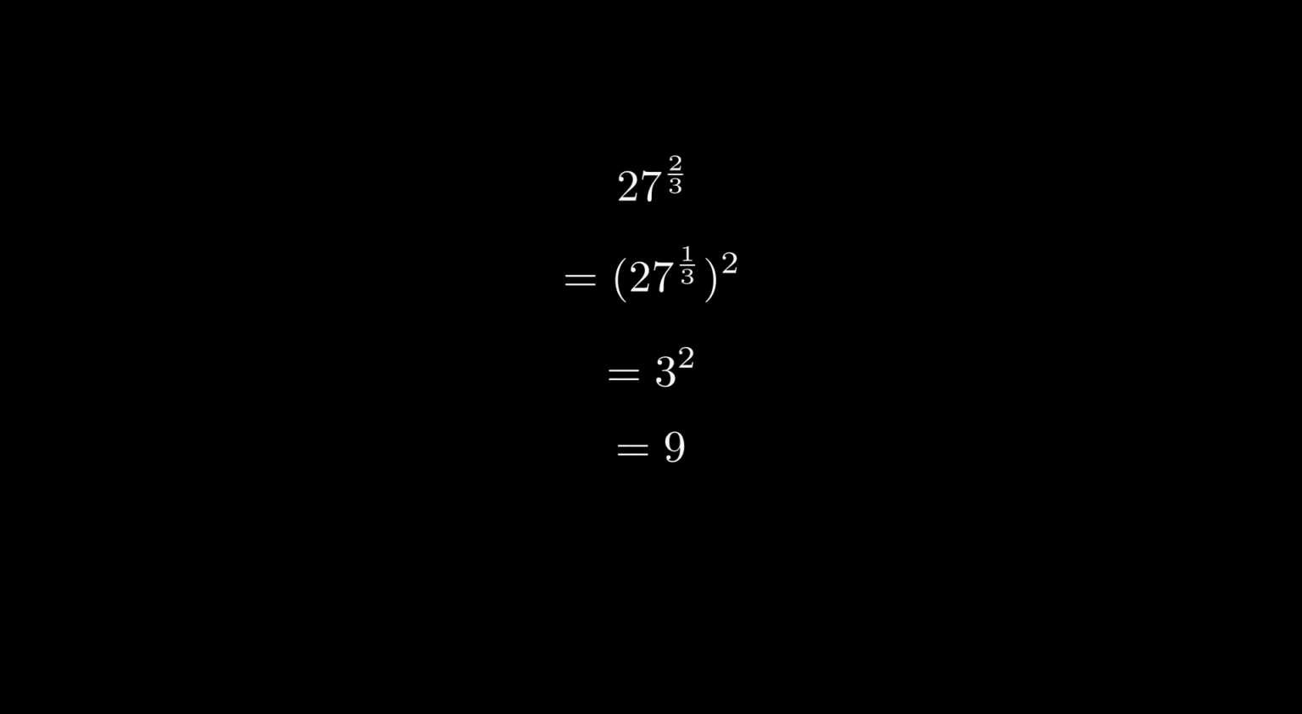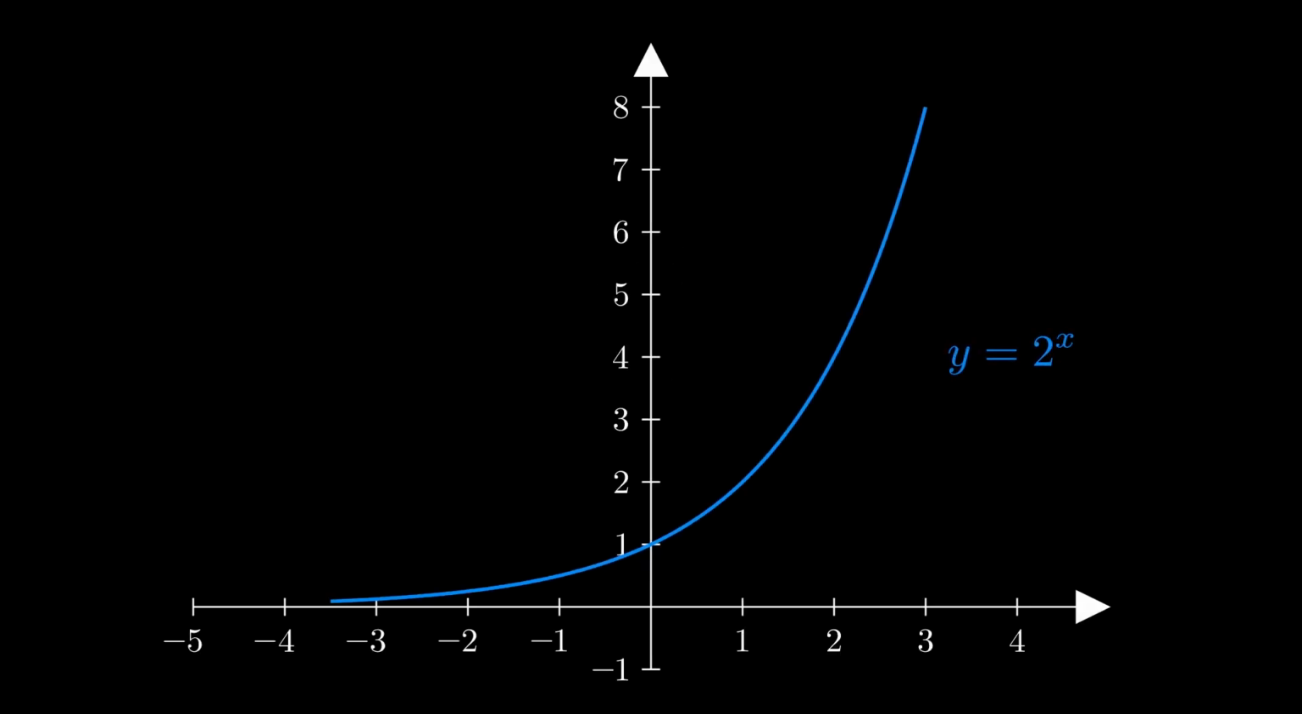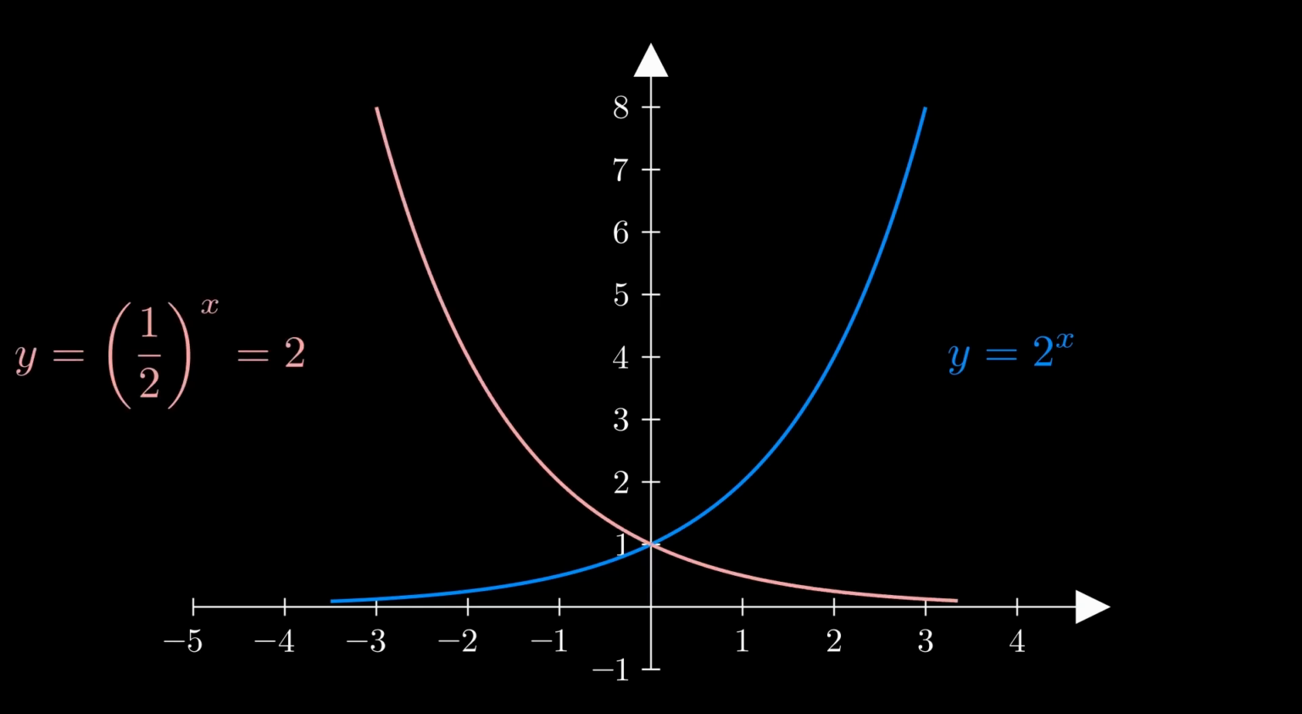Let's visualize exponential functions with graphs. Here's the graph of y equals 2 to the power of x. Notice how it grows rapidly as x increases. If the base is greater than 1, the curve shoots upwards. If the base equals 1, it's just a flat line. If the base is between 0 and 1, the graph decays. It falls as x increases.